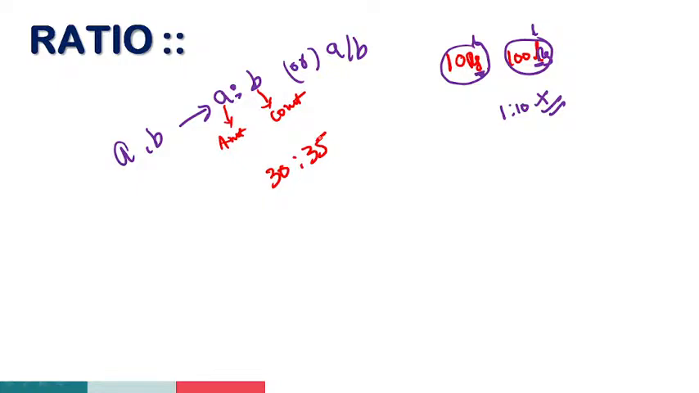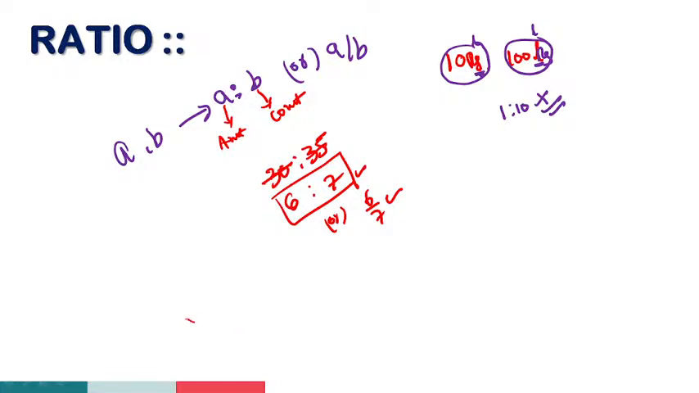Anyone? We need the simplest form, so we have to simplify here. So 30 is to 35. What is the simplest form? 5 6s are 30, 5 7s are 35. Then the answer is 6 is to 7. 6 is to 7 or 6 by 7 has the same meaning, guys.